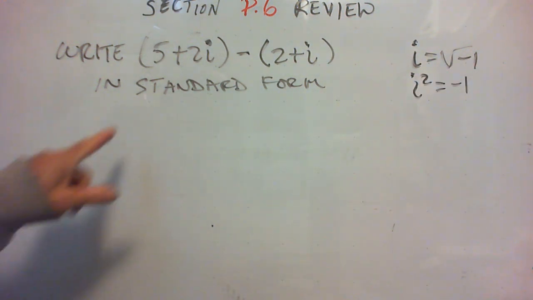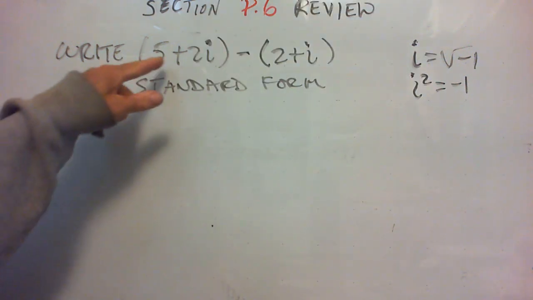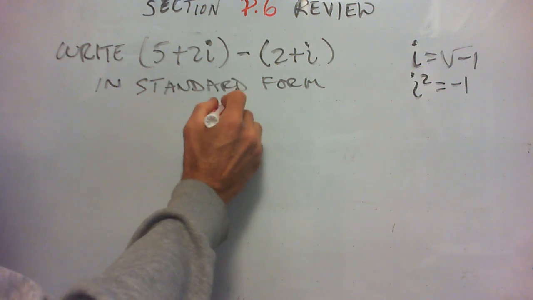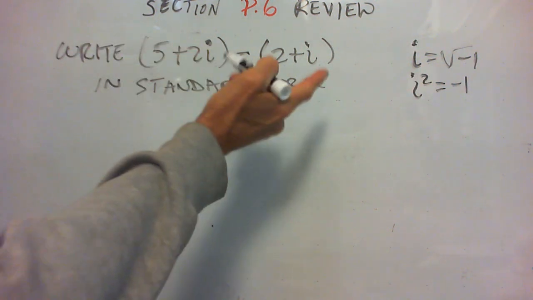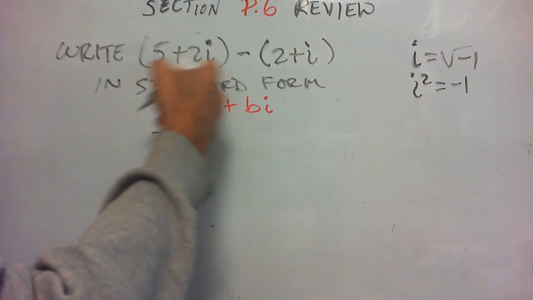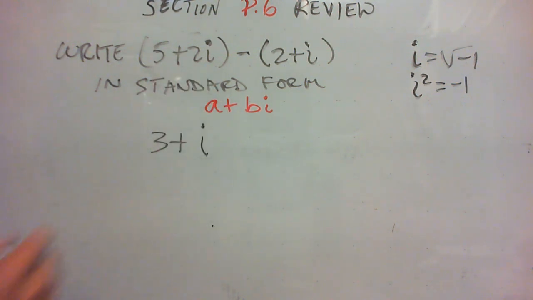Now in the lecture, in the notes, I stressed that we treat i just like x, but whenever we get an i squared, we replace it with negative 1. That won't happen in this problem, but it will in a few problems we're going to do. Also, the standard form is a plus bi, so you have a real part plus the i part. In this case, treating i like x, 5 minus 2 makes 3, and 2i minus an i makes just an i. That's it.